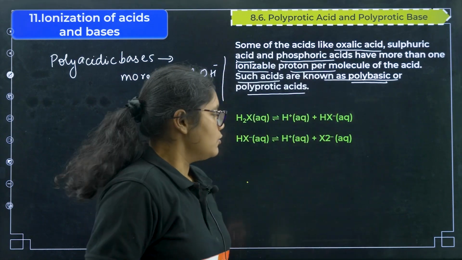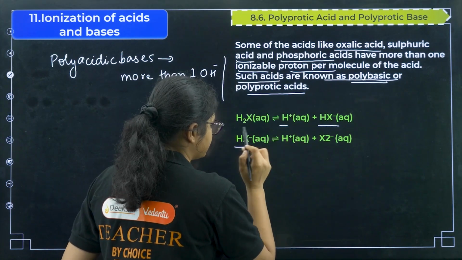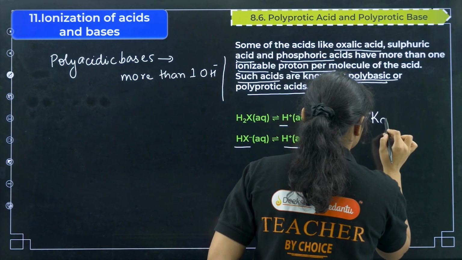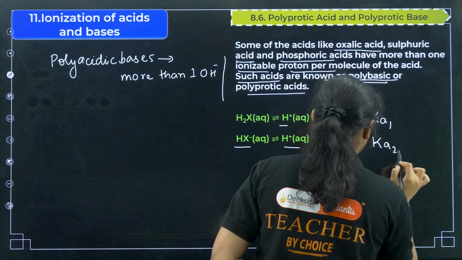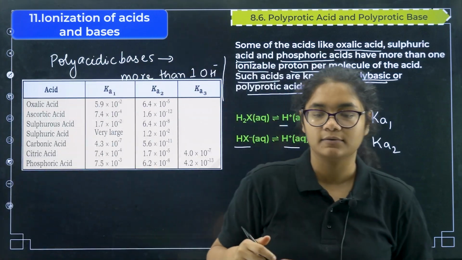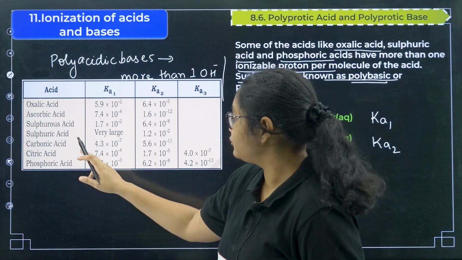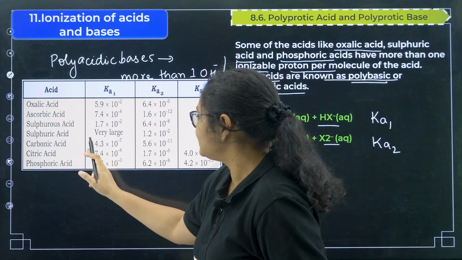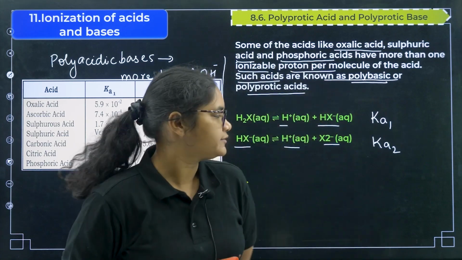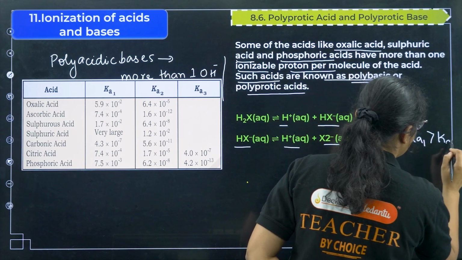Okay. Now, suppose H2X is donating H plus and HX minus, and in the next step HX minus will donate H plus and X2 minus, right? So here suppose the equilibrium constant is Ka1 and here it is Ka2. Now you can see certain examples, such as sulfurous acid and sulfuric acid, H2SO4. You can see this Ka1 value is very large, and the Ka2 value is less. So you will always find that the Ka1 value is greater than the Ka2 value.